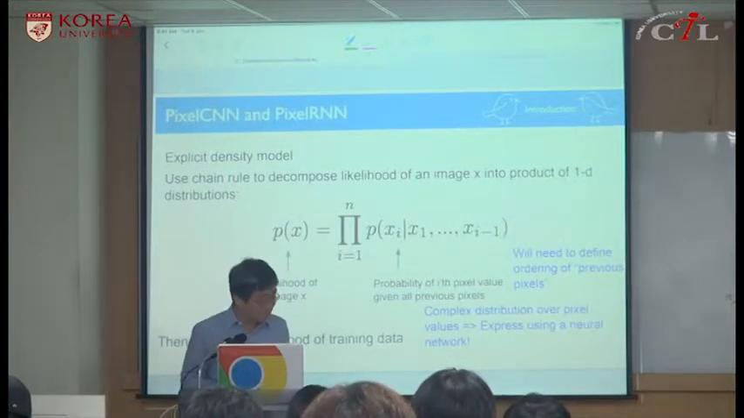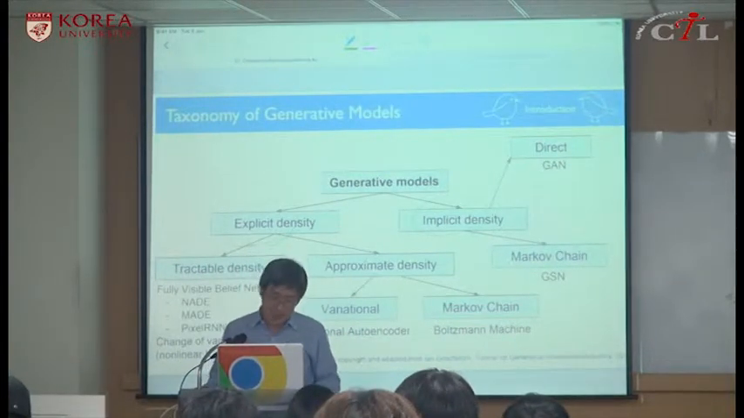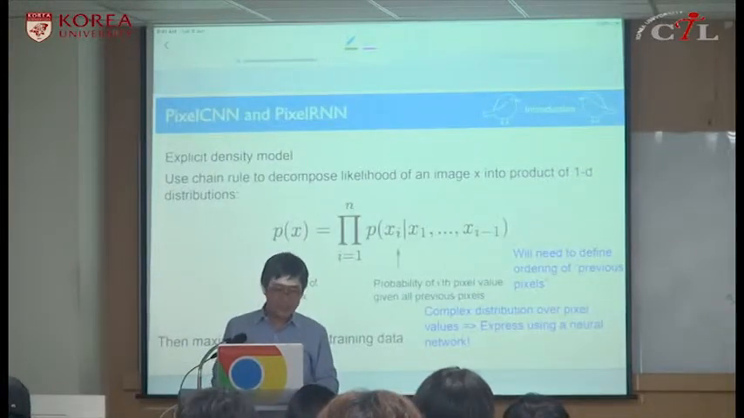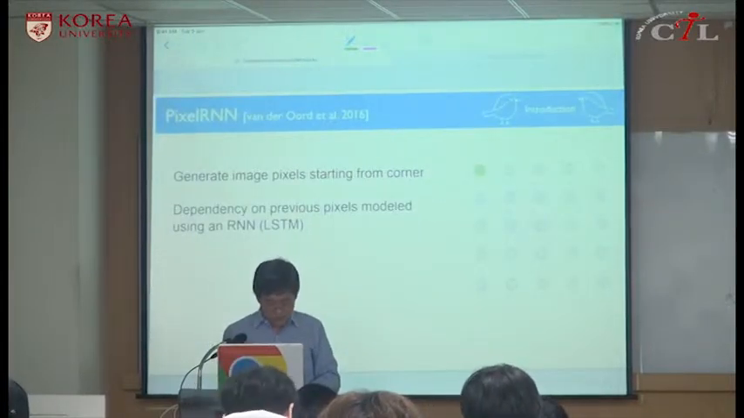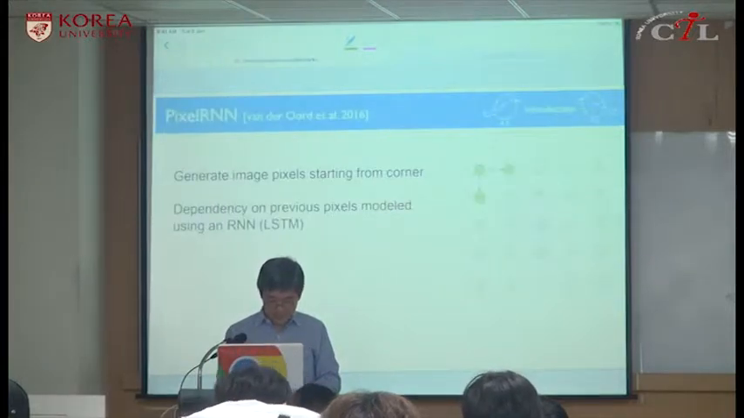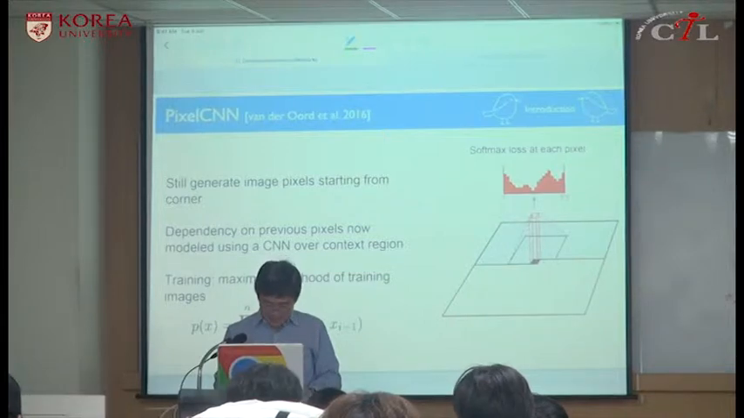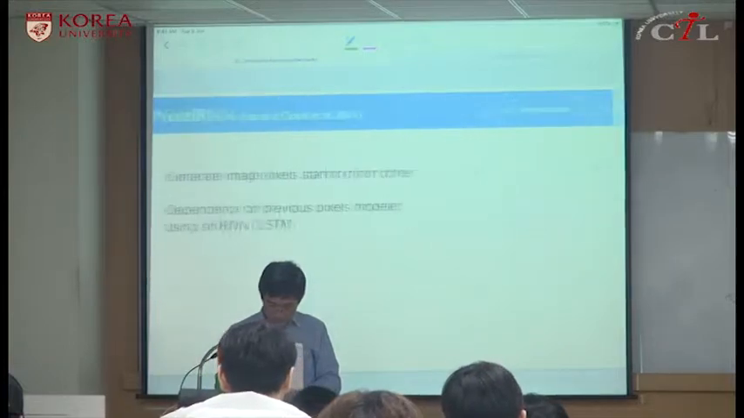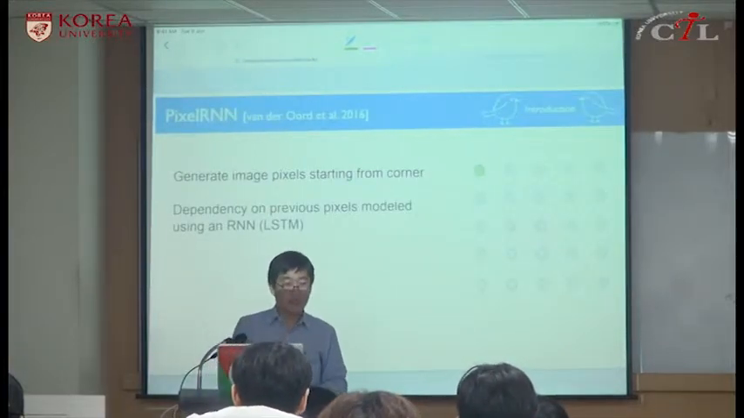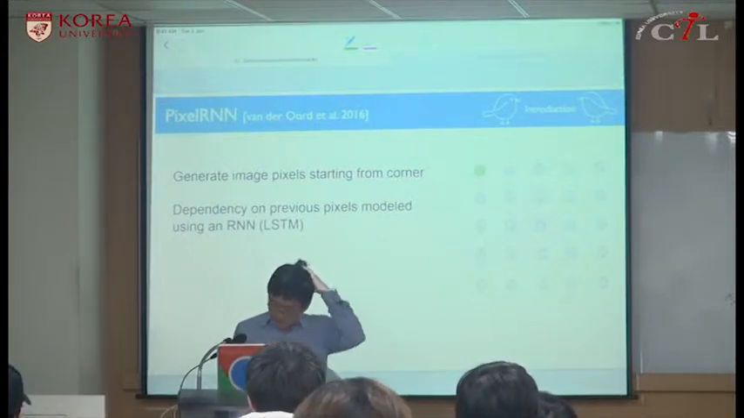And then we have some explicit versus implicit density model, but I'm gonna give you just a few examples of this explicit density model. There is a model called pixel RNN and also this pixel CNN. Pixel RNN is an LSTM based generative model.